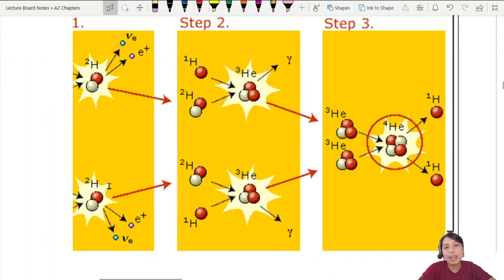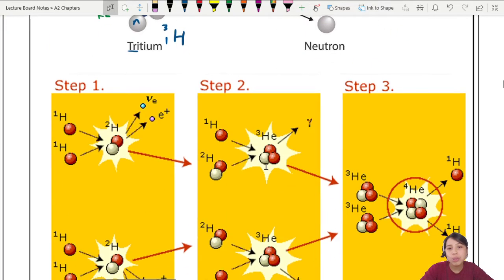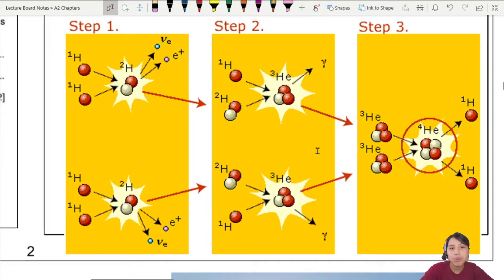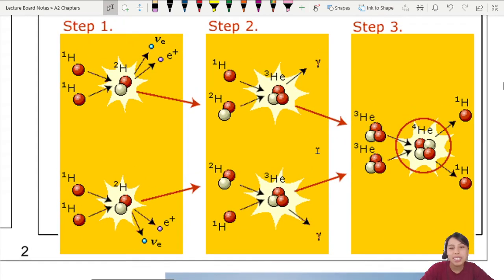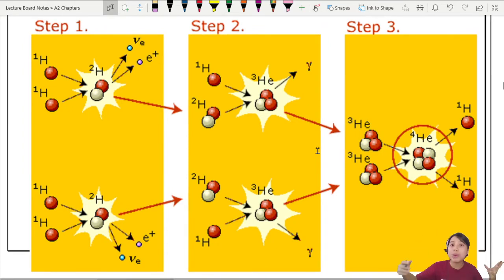Here's one example of a reaction in the sun. It's not just a one-step fusion. You see, there are so many steps. Oh my goodness. So every time you fuse, all kinds of energy come out. So imagine the madness, the amount of energy the sun is throwing at us. Although we are so far away from the sun, if you're at the surface, you'd die already.